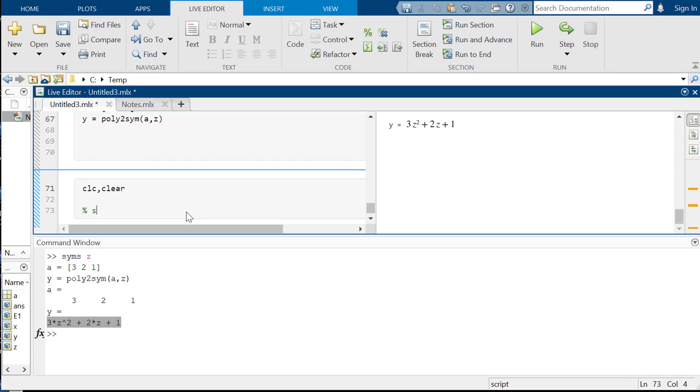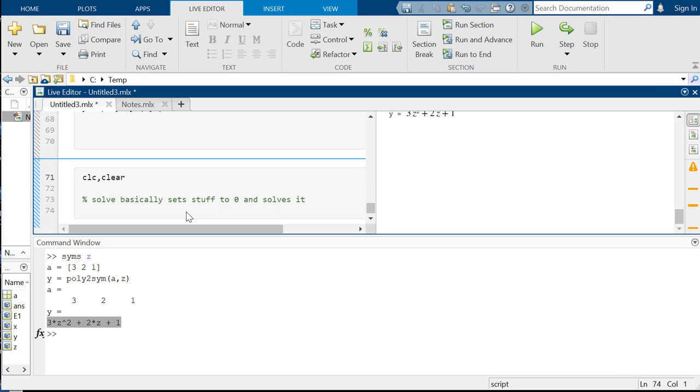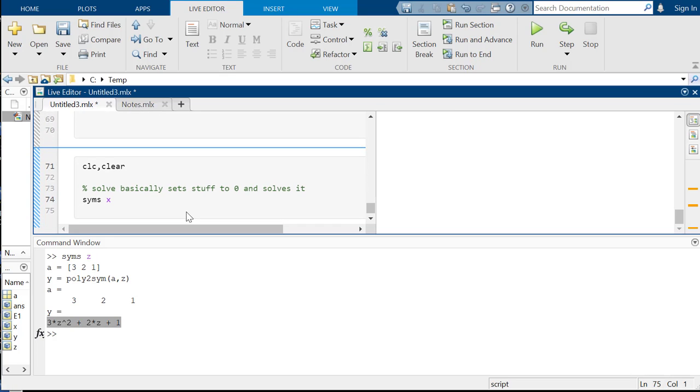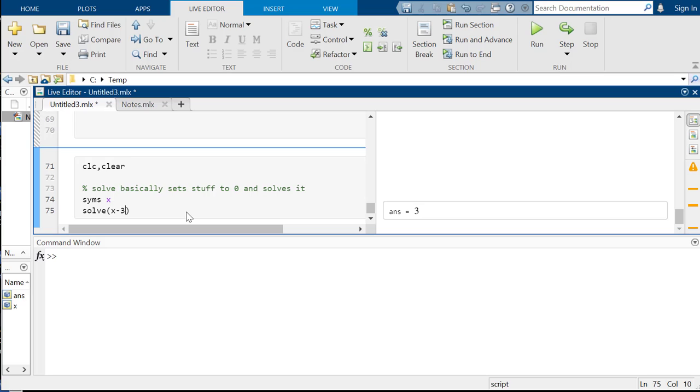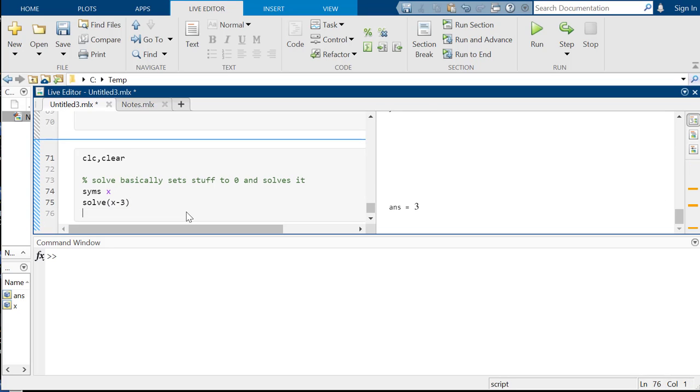So solve basically sets stuff to zero and solves it, which is not surprising. So if I have something like, I'm going to declare a symbolic variable x, and I want to solve x minus 3. It's going to come back and say 3. And you're like, well, how does it know it's 3? Well, because naturally it's going to set something to 0 and solve it.